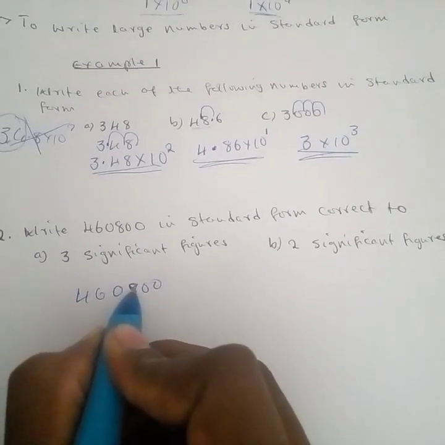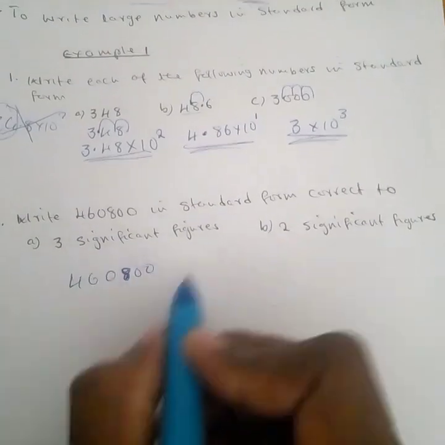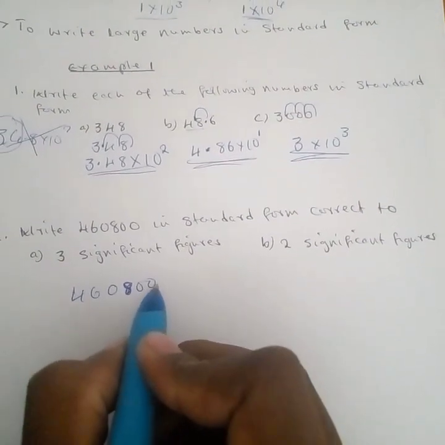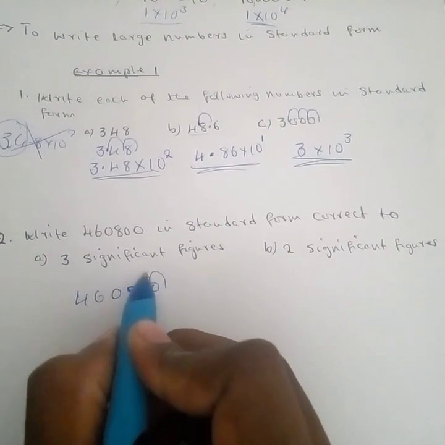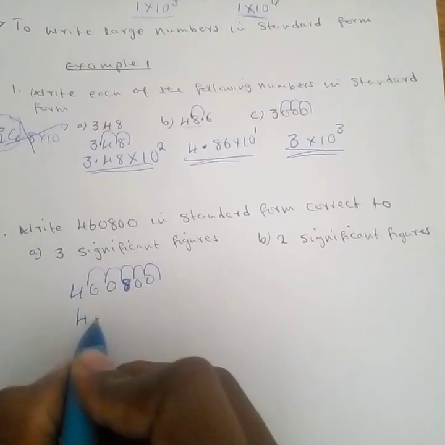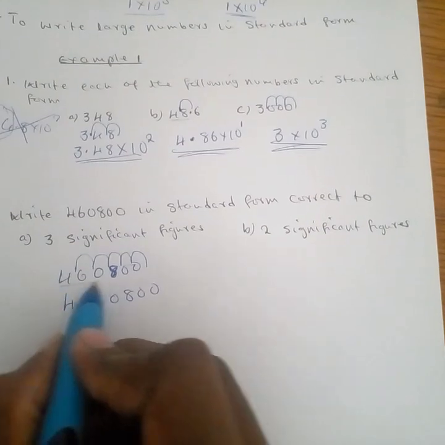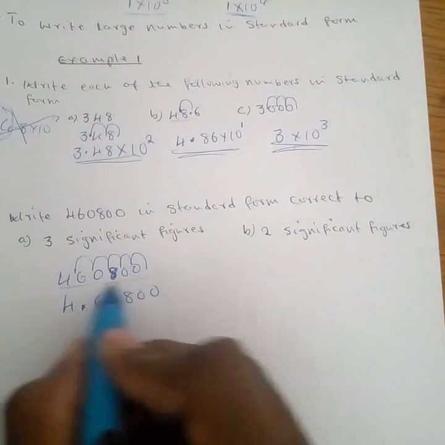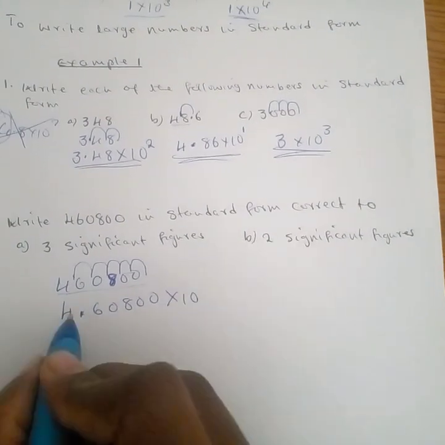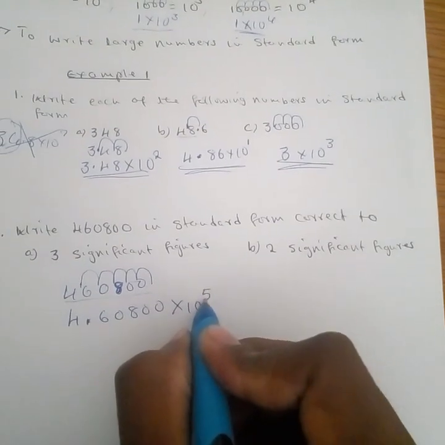4,608,00. We need to write this value in standard form. So the first thing is write it in standard form before you write it in significant figures. So let's write it in standard form. We are going to move the decimal point from here, 1, 2, 3, 4, 5. So we have 4.60800. Okay, we have moved, so we write times 10. How many times did you move? 1, 2, 3, 4, 5. 5 times. So we write 5 there.